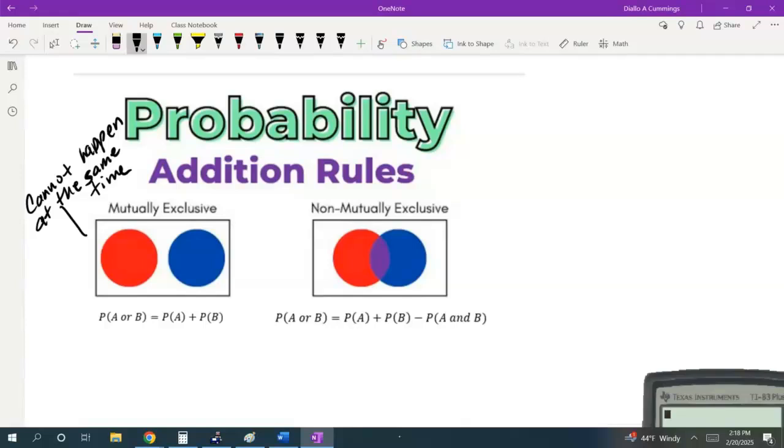For non-mutually exclusive events, so notice that there is some overlap in these events, we would use the following formula. The probability of A or B is equal to the probability of A plus the probability of B minus the probability of A and B. So notice for non-mutually exclusive events, we have what is called overlap, where things can occur at the same time.